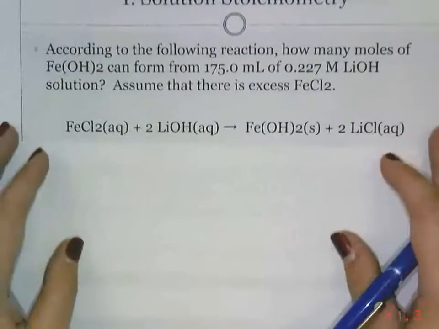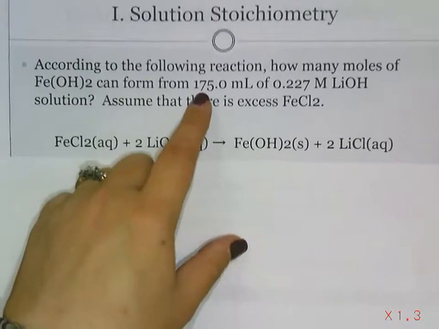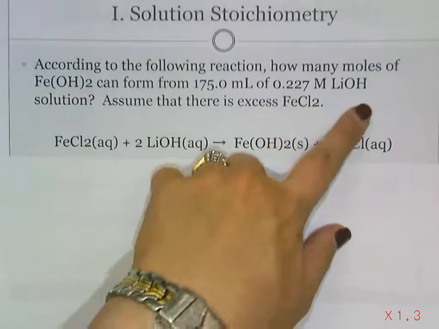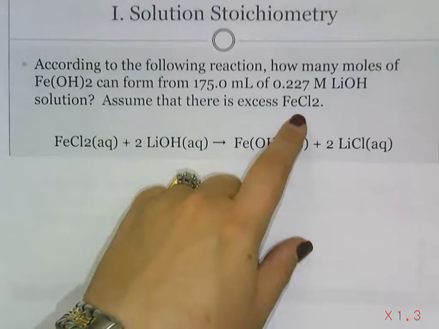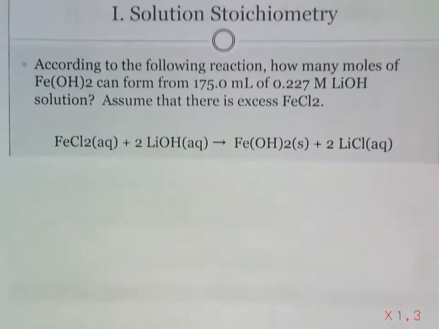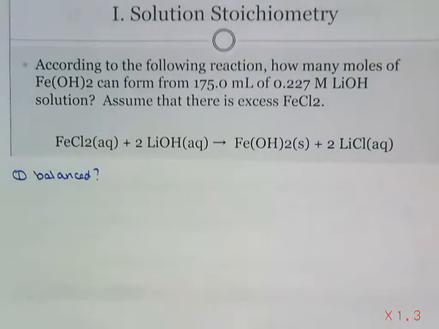All right, so according to the reaction below, how many moles of iron hydroxide can form if you have 175 milliliters of 0.227 molar lithium hydroxide solution? And I'm going to go ahead and tell you that there's excess of the iron chloride. So if I tell you there's excess, who is the limiting reagent on the reactant side? The lithium hydroxide, right? So I've already told you that, so you don't have to solve one way or the other. All right, so first question always, is this equation balanced?